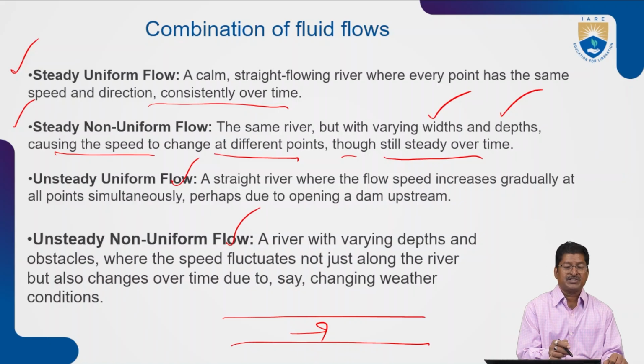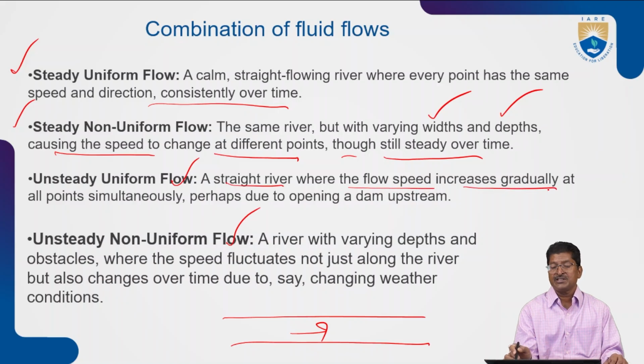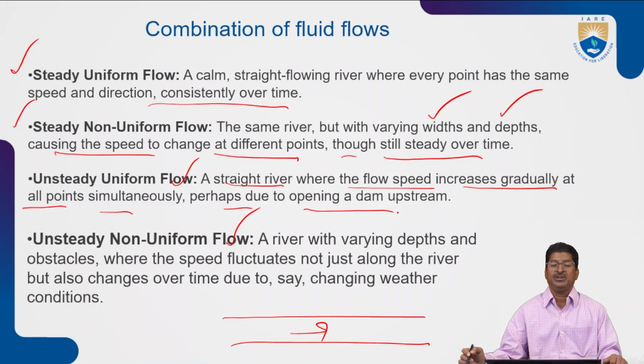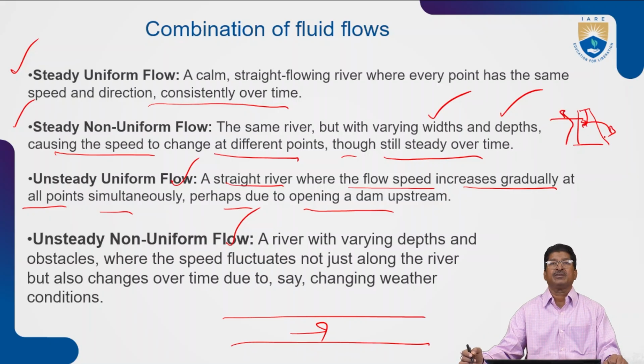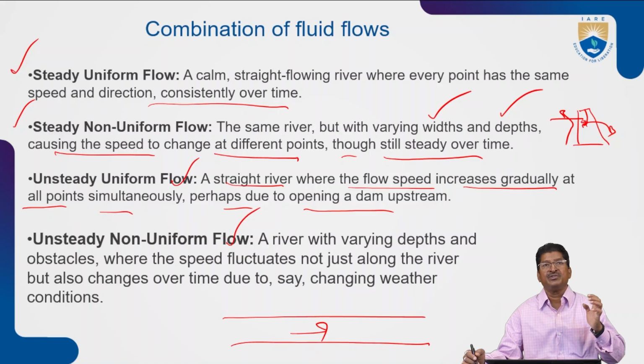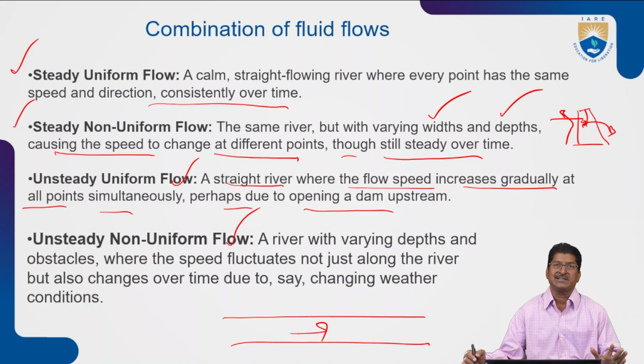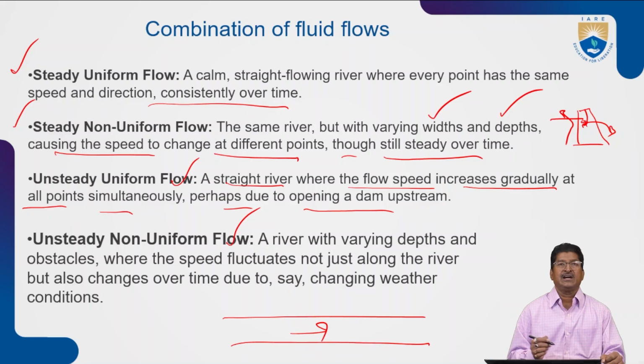Another one is unsteady uniform. A straight river where the flow speed increases gradually at all points simultaneously, perhaps due to opening the dam upstream. If the dam gates upstream are open, then flow will come. So in this straight portion of the river, the flow speed increases gradually because the dam gates are open. Water speed increases gradually at all points simultaneously. So that is an unsteady uniform flow because the speed is gradually increasing.